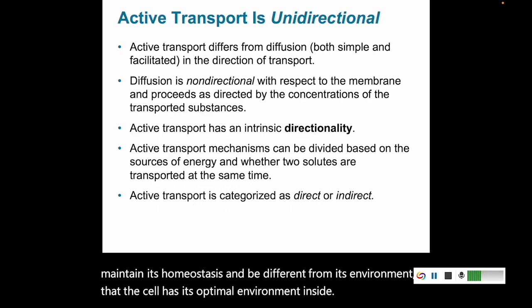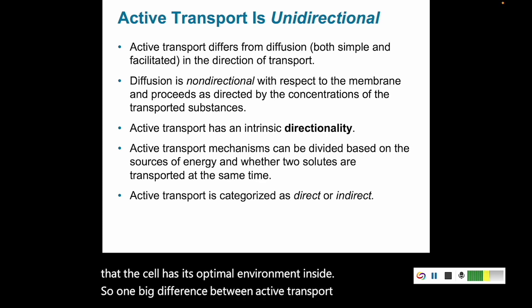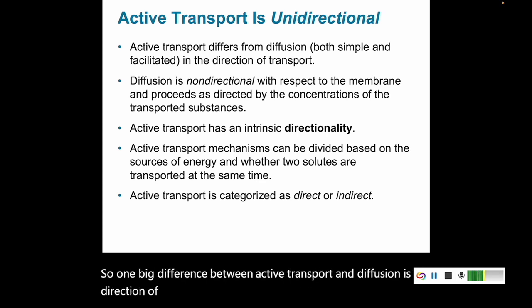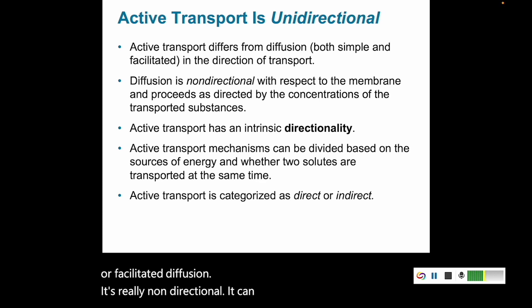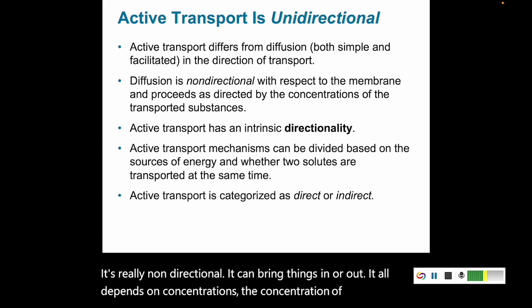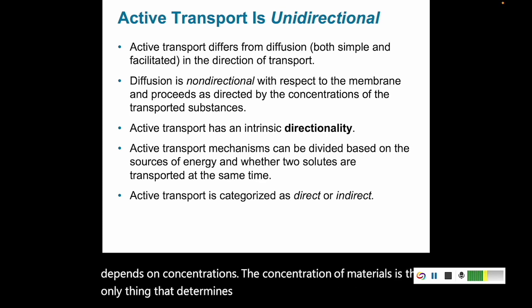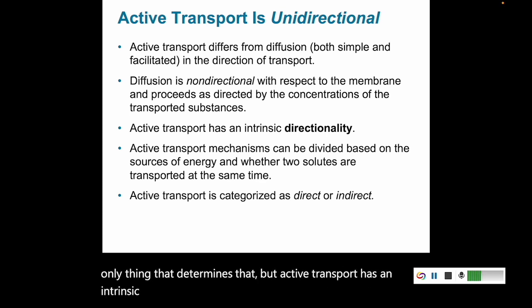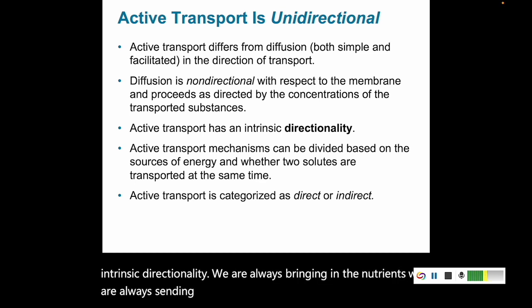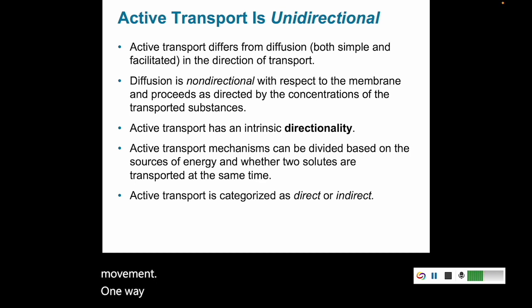One big difference between active transport and diffusion is the direction of transport. In diffusion, whether it's simple diffusion or facilitated diffusion, it's really non-directional. It can bring things in or out. It all depends on concentrations. The concentration of materials is the only thing that determines that. But active transport has an intrinsic directionality. We are always bringing in the nutrients. We are always sending out the waste. We are always keeping that movement one way. Whether or not concentrations change, that transporter always moves things one way.